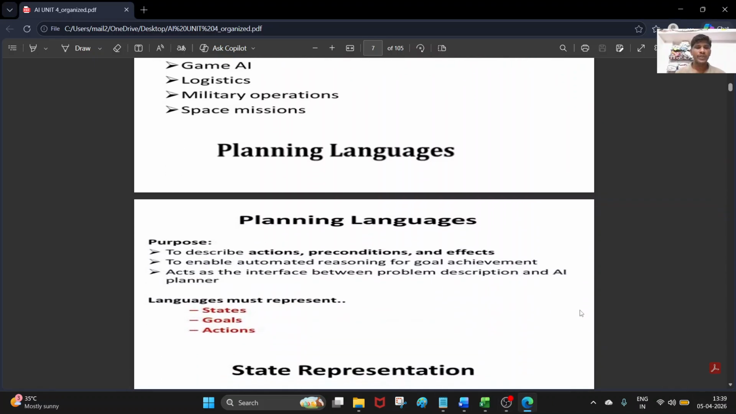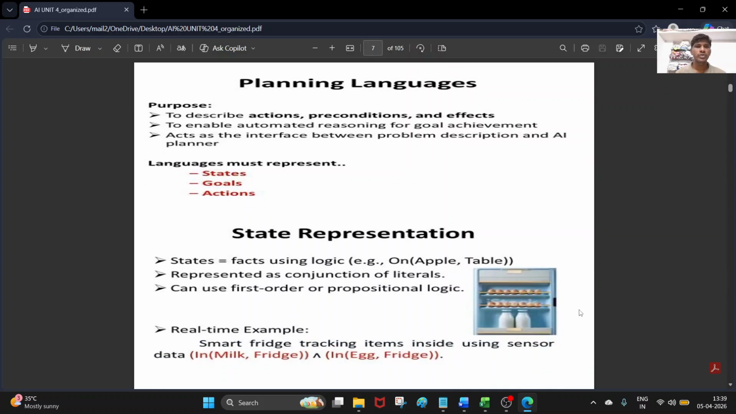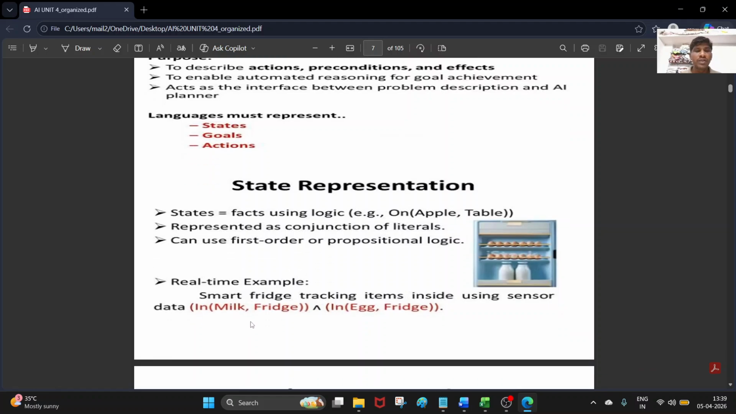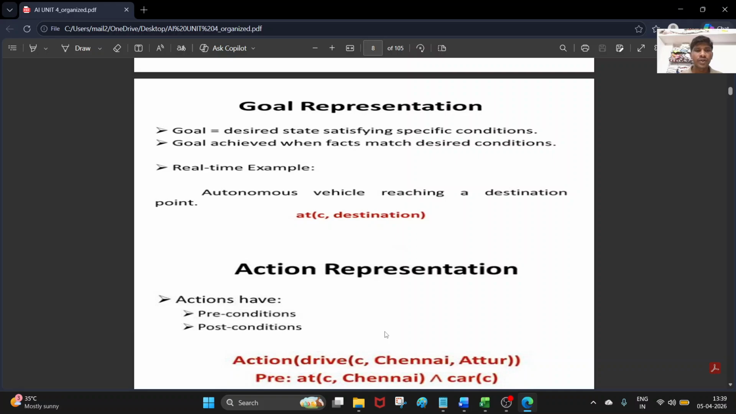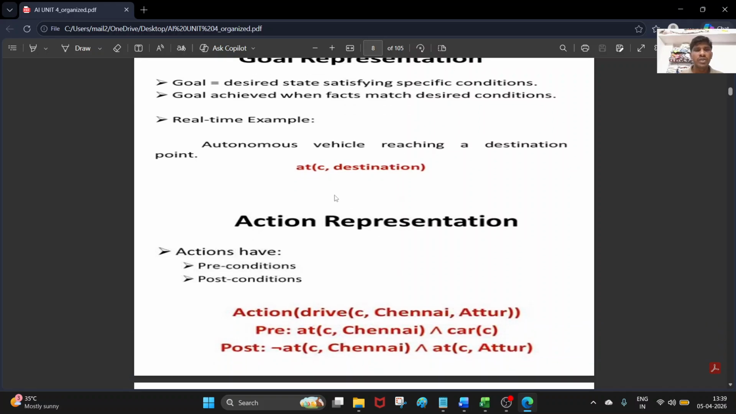So next is planning languages. The planning language is mainly used to describe the actions, preconditions, and effects. These actions, preconditions, and effects can be represented in a certain notation that is called planning languages. As we saw in the state representation, this can be one of the representations where the fridge contains the milk and the eggs. So this is regarding the goal representation. Goal can be represented as the car when it reaches its destination.